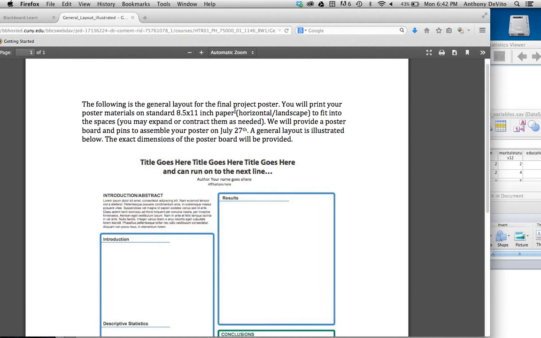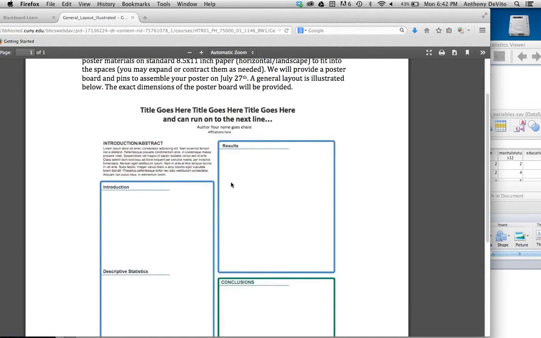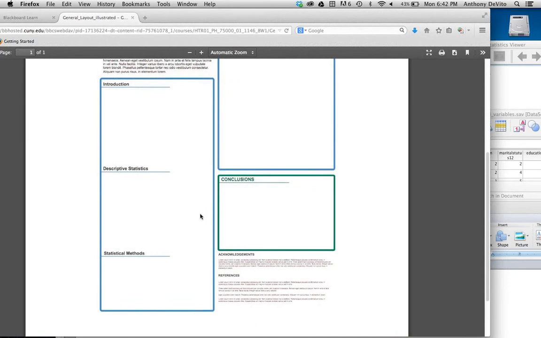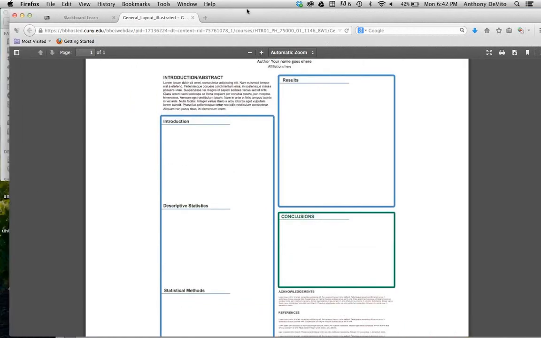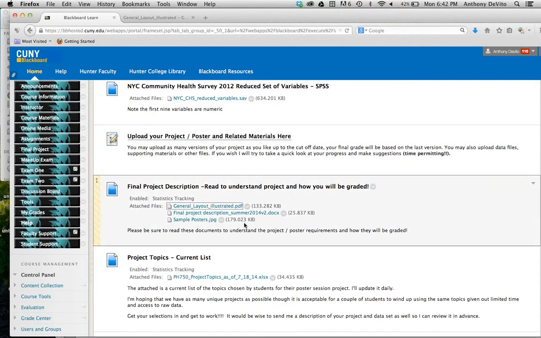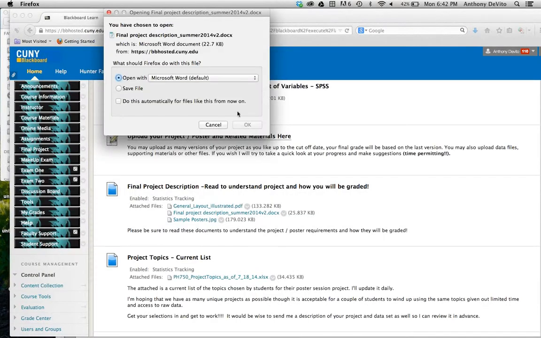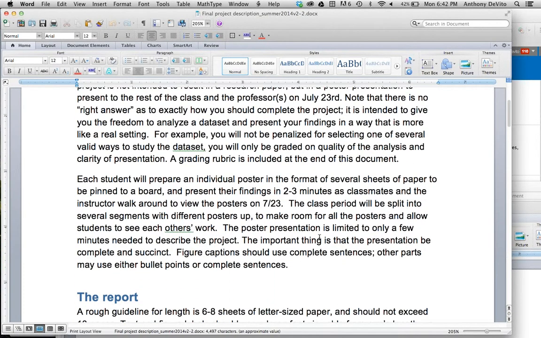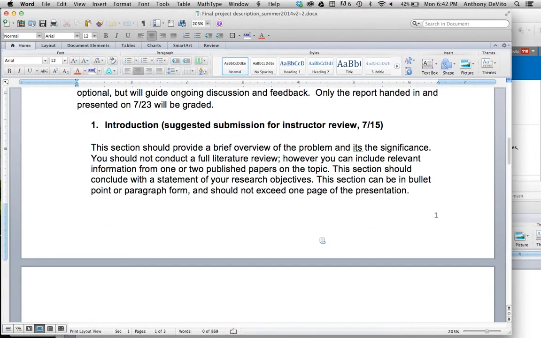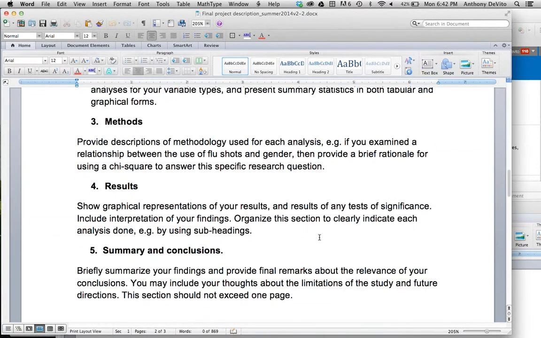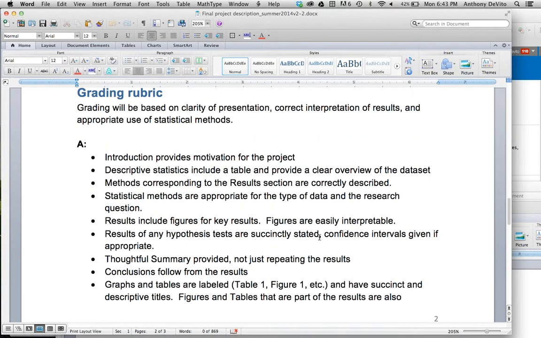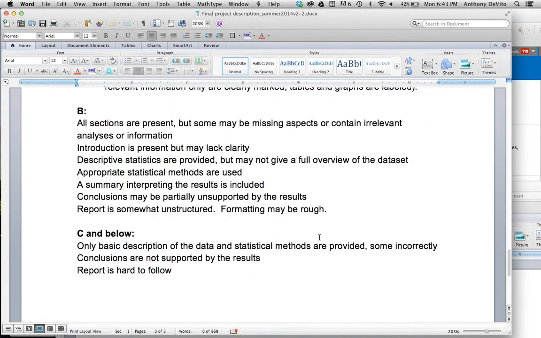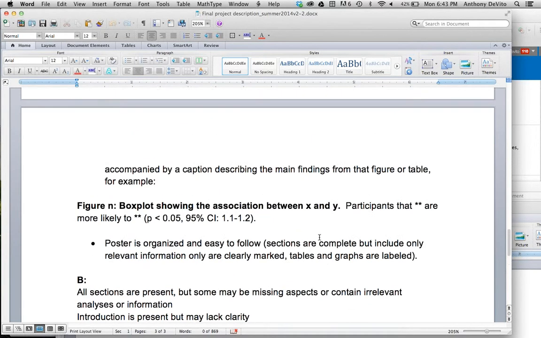You're going to use fonts that are big enough for us to read in front of us, so we don't have to squint at it. There are instructions in the final project description on suggested font sizes, what these different sections should include, the results, and basically what I'm going to be looking at in terms of grading them. So you'll get an idea what's going on.